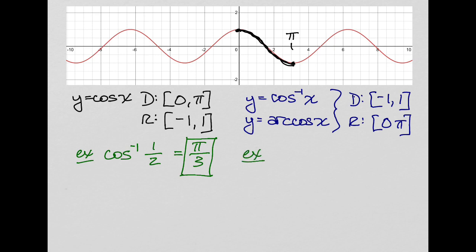Suppose I want to evaluate the inverse cosine of negative root 2 over 2. So I'm looking for the angle that's in the correct range, quadrant 1 or quadrant 2, that has a cosine value of negative root 2 over 2. For the inverse cosine, we really can just keep looking at the unit circle. The place in quadrant 2 where that happens is at 3 pi over 4.